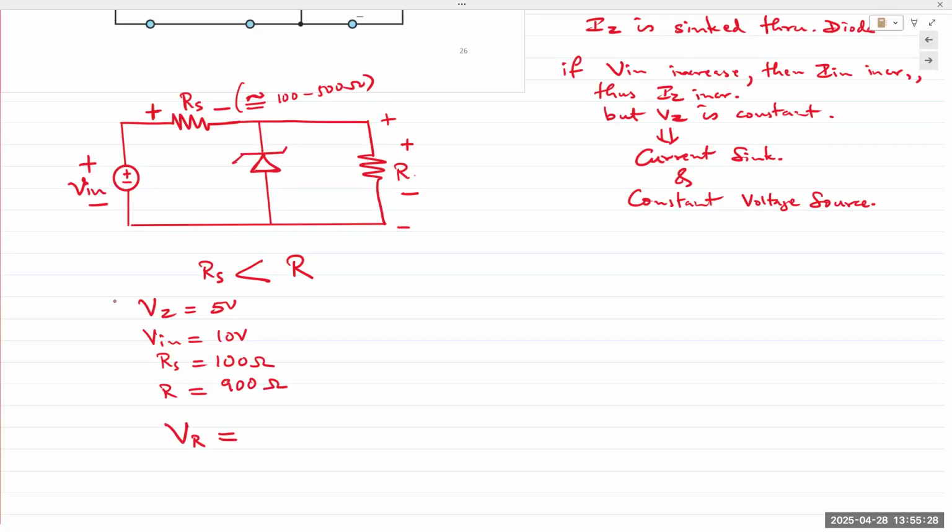Sorry, let me rephrase the question. Without the Zener diode, what is the voltage across that resistor R? 9 volts, right? 1:9. So VR is 9 volts and VRS would be 1 volt. So the Zener diode would be on, VZ would be 5 volts.